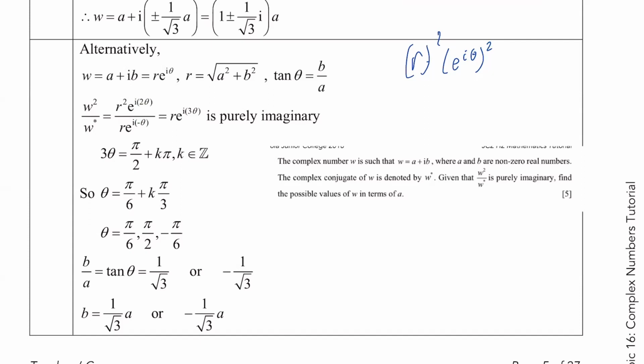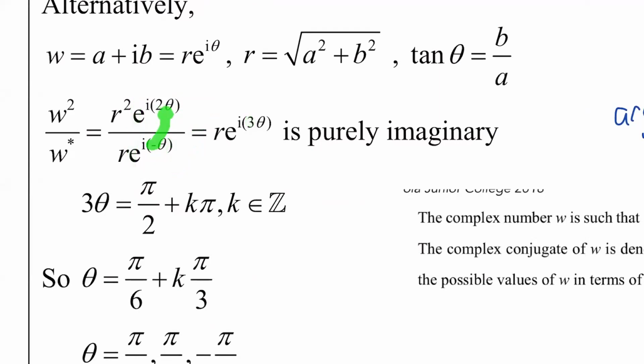Because of the conjugate. The argument of w star equals the negative of the argument of w. I explained to you briefly before, it's just a reflection. If there's my positive theta, at the bottom will be my negative theta. So that's why w star has a minus, because you're going in the opposite direction. And then how do you simplify this? r squared divided by r is really just r. Then e to the i2 theta divided by e to the i negative theta, you just have to subtract the negative theta. Negative theta becomes plus theta, so you get 3 theta.